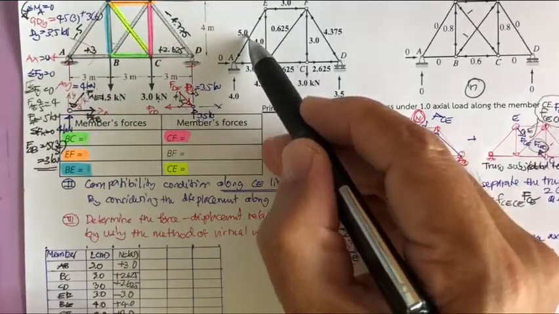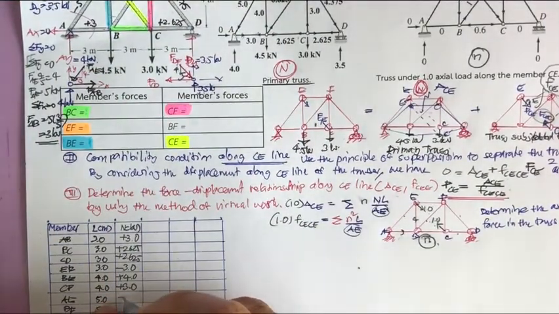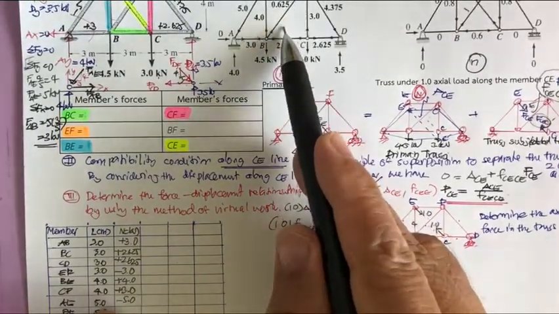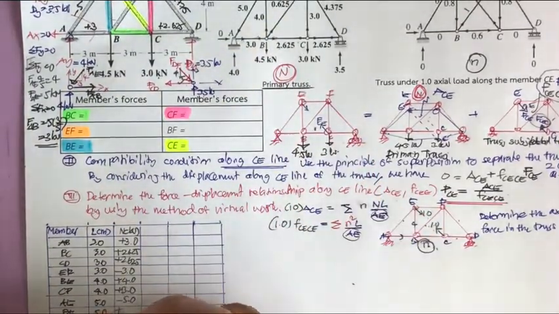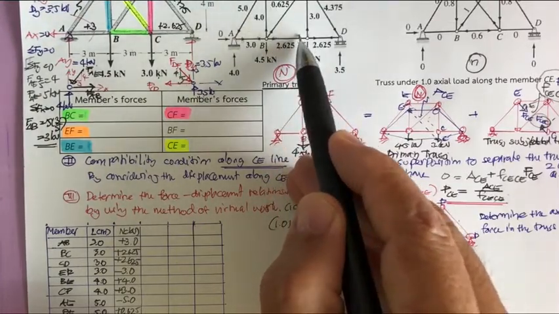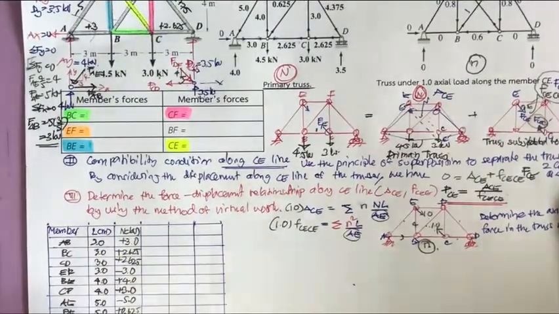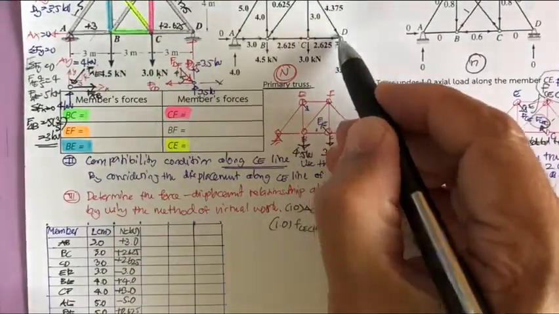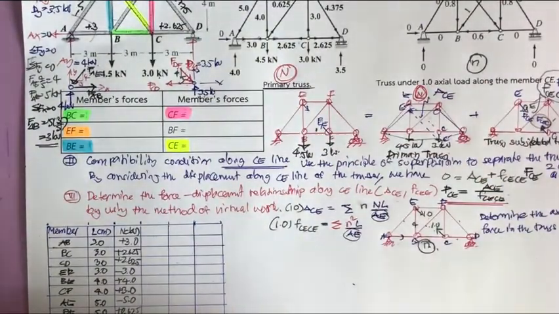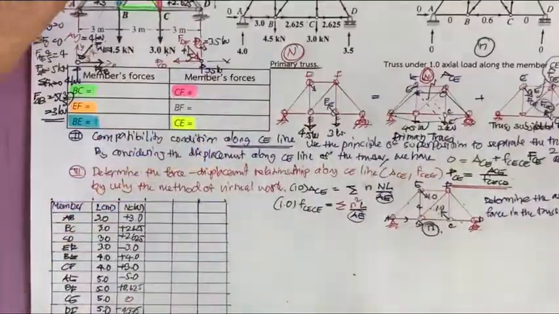This one is in compression, so you put minus 5.0, and this one is in tension, plus 0.625. Along the line of CE, there is no force, so this one must be 0. And the last one here is compression. Okay, you must be very careful on this. Put everything into your table.